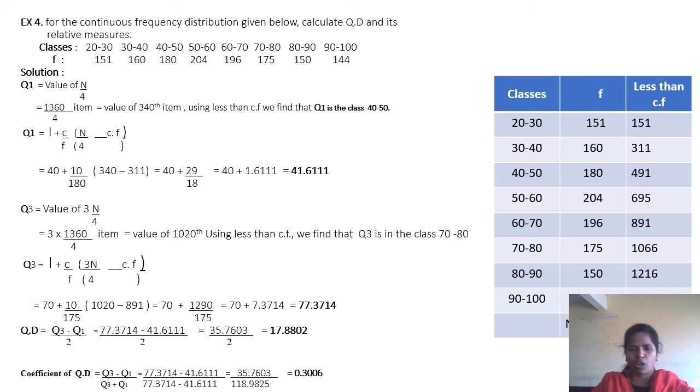I hope you understand. By these methods I have explained the range and quartile deviation. These are two types I have explained: continuous as well as discrete series, quartile deviation with range. So I hope you understand by this simple method.